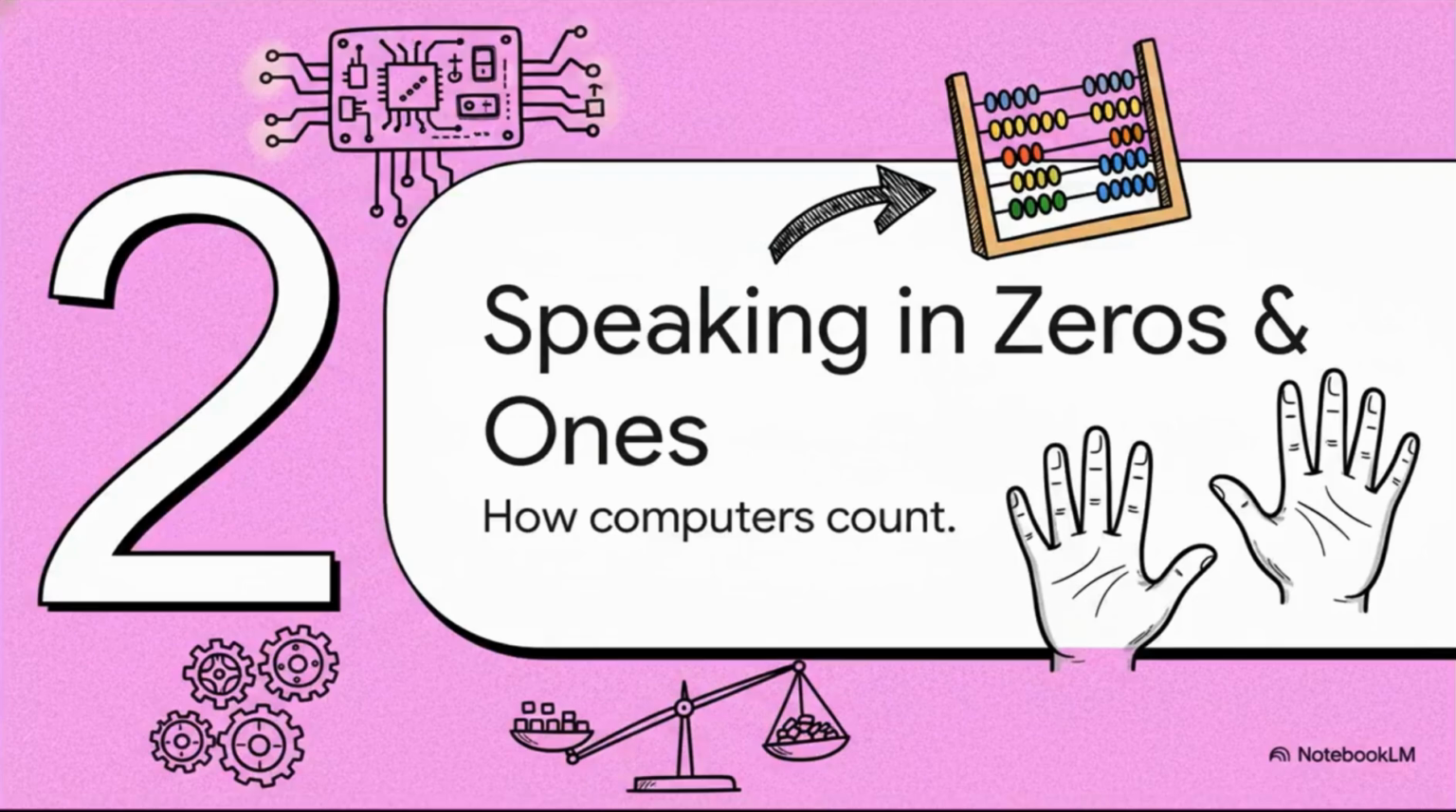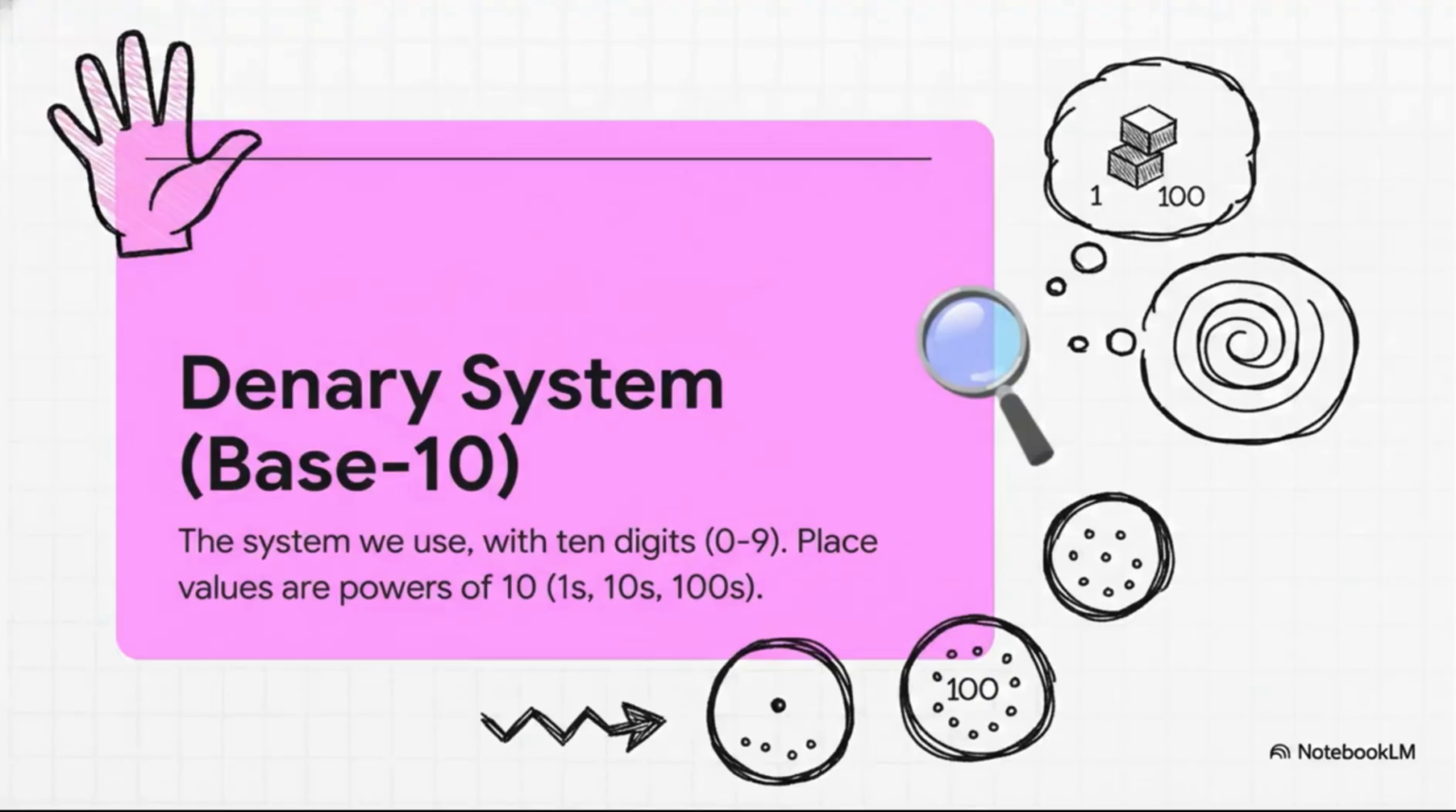So now we know why computers are stuck with this two-digit system. Let's take a look at how it actually works by comparing it to the system that you and I use every single day. We use what's called the Denary system, or base 10. It's called base 10 for a super obvious reason. We have 10 digits to work with, 0 through 9. When we write our number, each position has a value that's a power of 10. You've got the ones place, the tens place, the hundreds place, the drill. We've been doing it our whole lives.